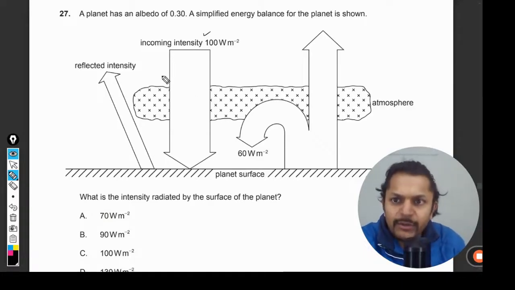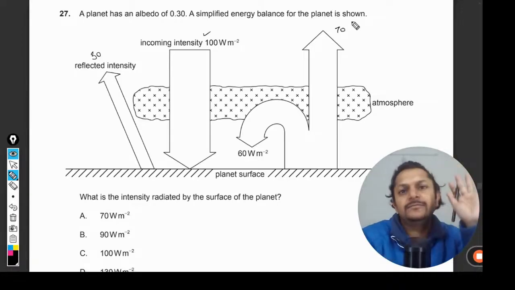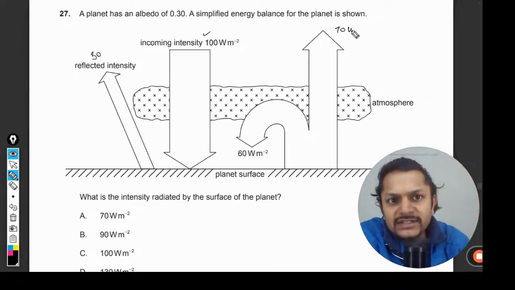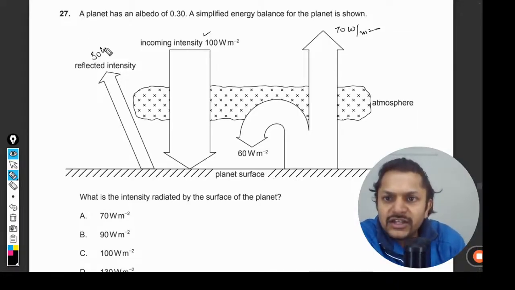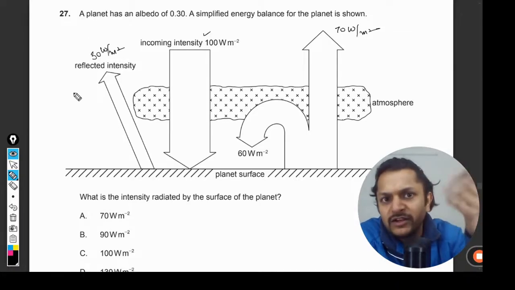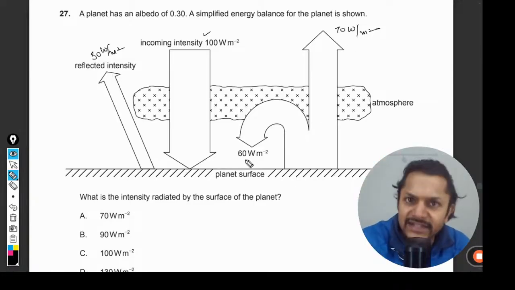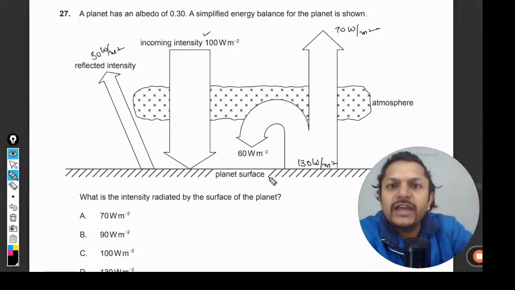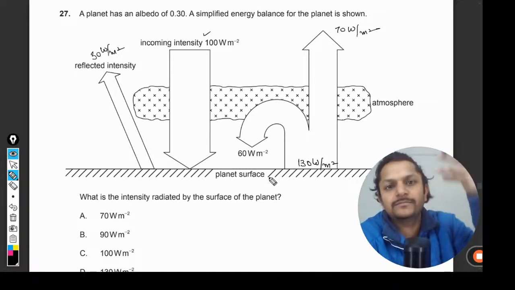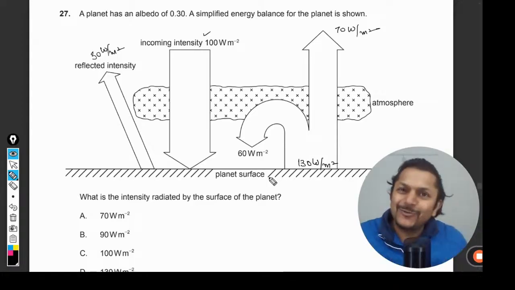So 100 is coming in, 30 goes here, so clearly 70 is given out here. So we will assume that 70 watt per meter square is radiated like this. 30 watt is returned just by the reflection. So 70 is going out. It means 70 plus 60, which means 130 watt per meter square is the energy which was actually given up by Earth. Ironic, isn't it? But yes, this is what happens.